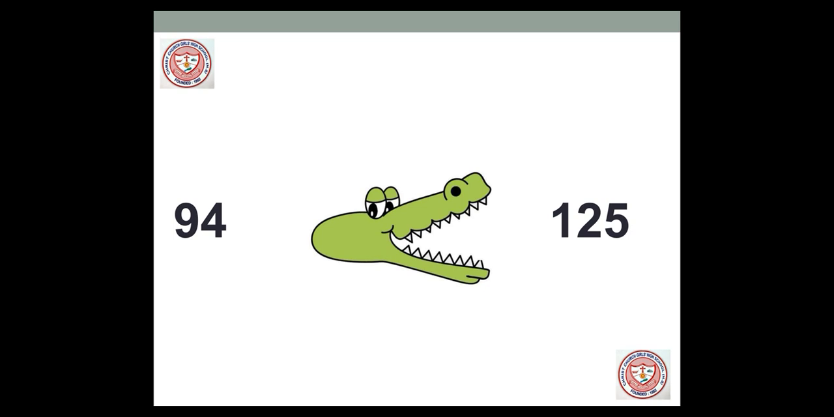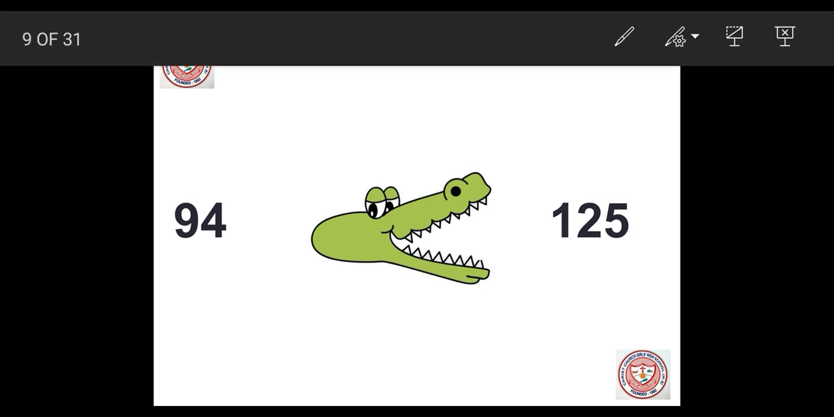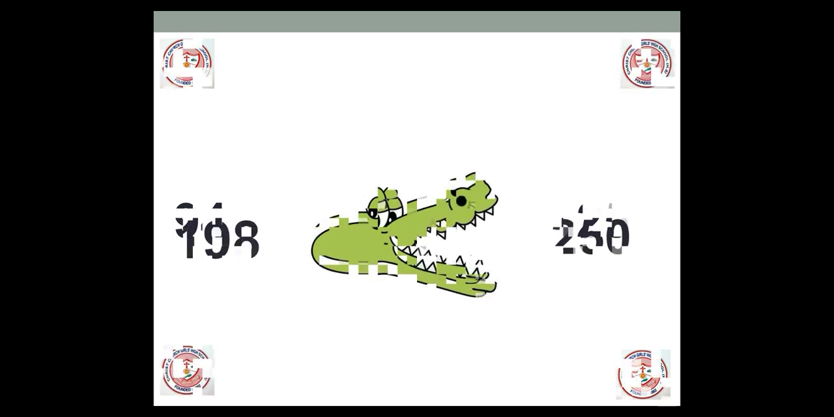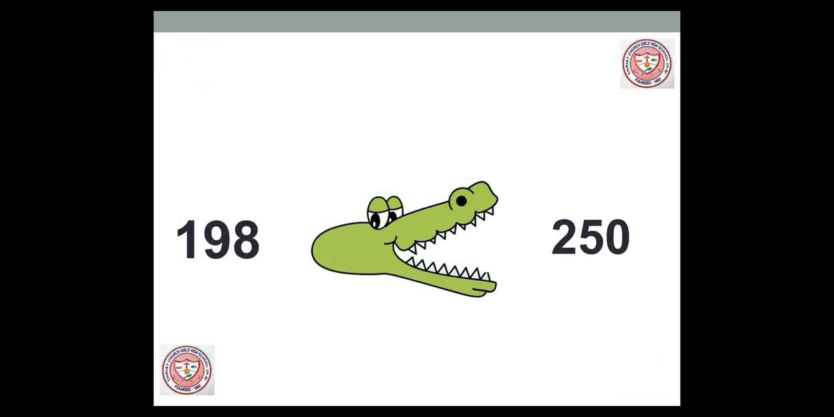When you are asked to show the smaller number, then also the alligator's open mouth will be pointed towards the bigger number. For example, which number is smaller? 198 and 250. Here 250 is bigger than 198. And that's why the alligator's mouth is open towards the bigger number to show which number is smaller.